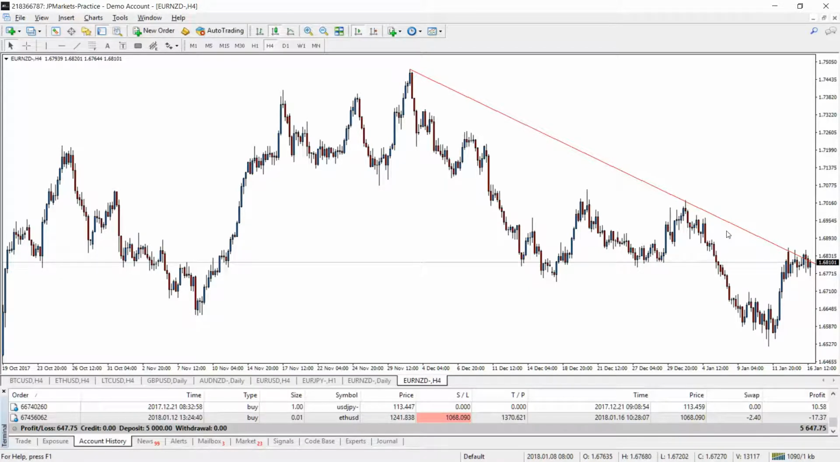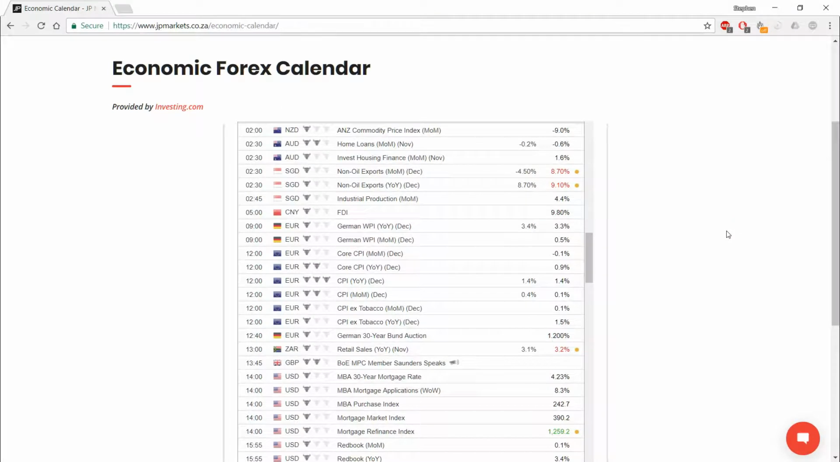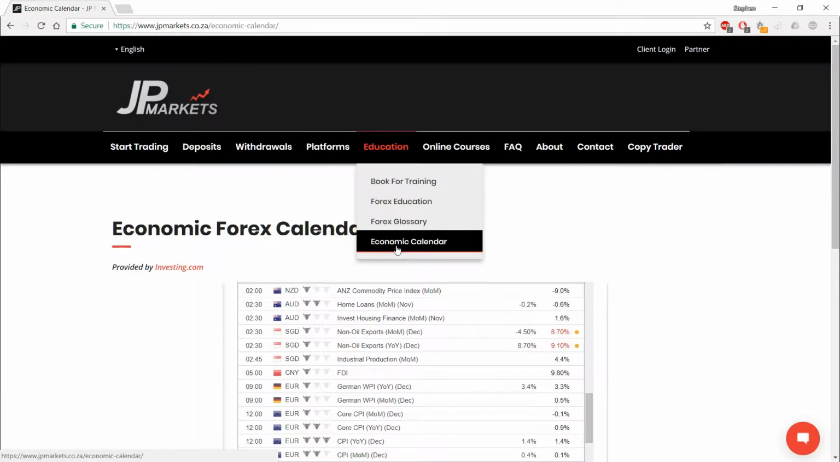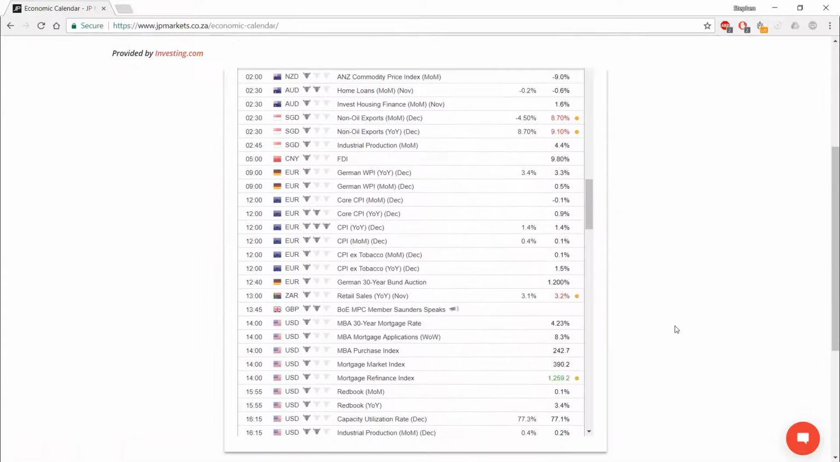And don't forget to check your economic calendar. You can go to JP Markets, and underneath the education section here, you can select economic calendar, and that will let you watch in real time and wait for the result to come out. If we get multiple confirmations happening all at the same time, then I think we could be lining up for an excellent trade.